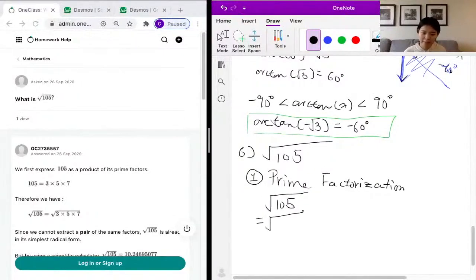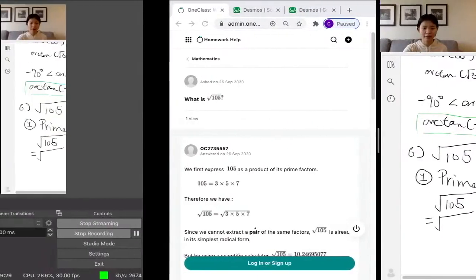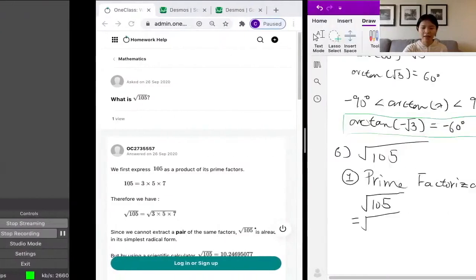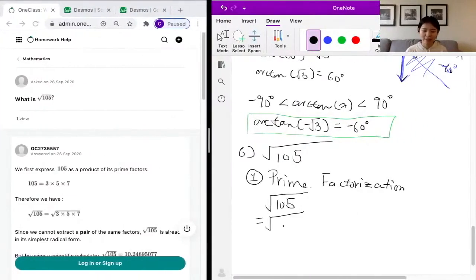So let's see what's the prime factor of 105. Obviously, 105 is a number that ends in 5, and we know that any number ending in 0 or 5 has 5 as one of its factors. So we can use 5 over here, and we know that 105 can be written as 5 times 21.